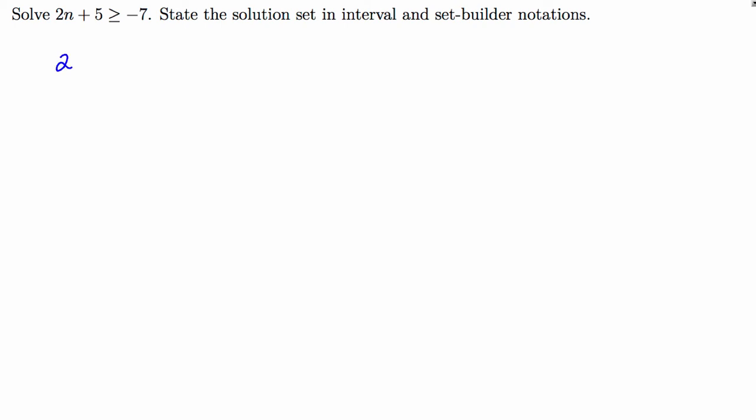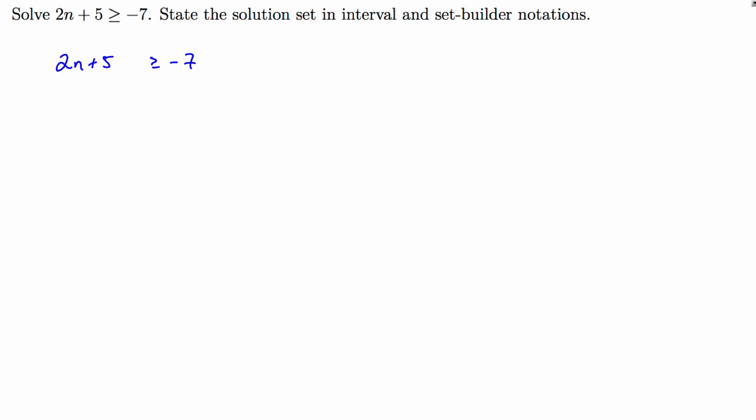To solve the linear inequality 2n + 5 ≥ -7, we follow a very similar process that we would have done had this been an equation. Since each side is already simplified to at most one variable and one constant term, the next step in our process will be to isolate the variable term.